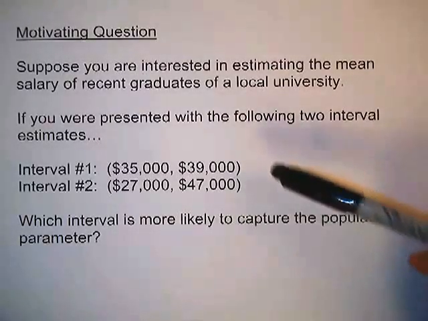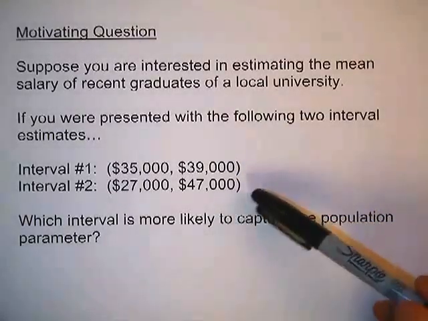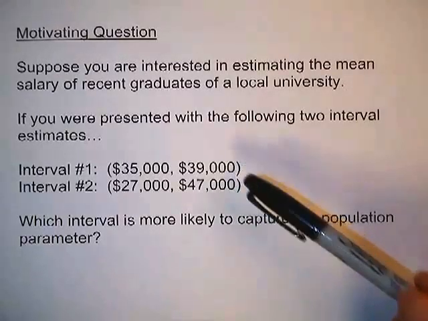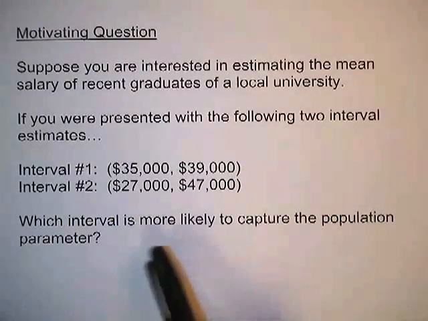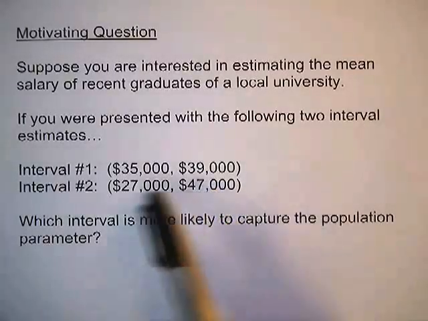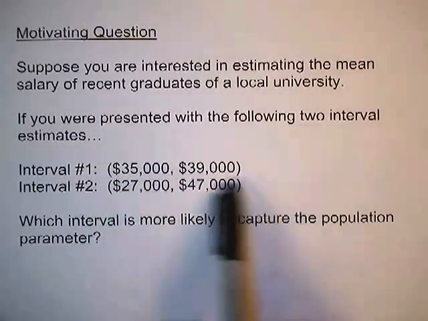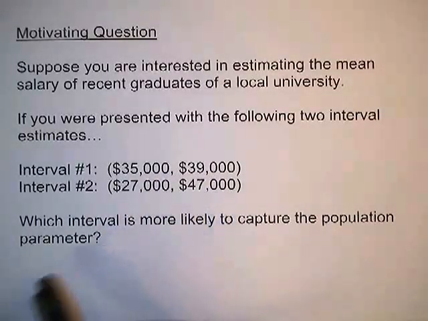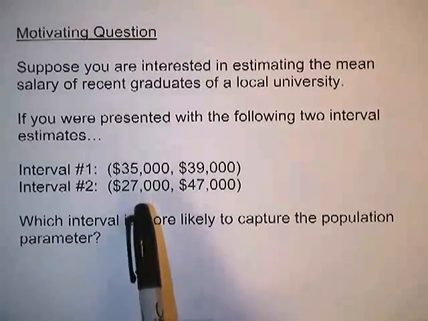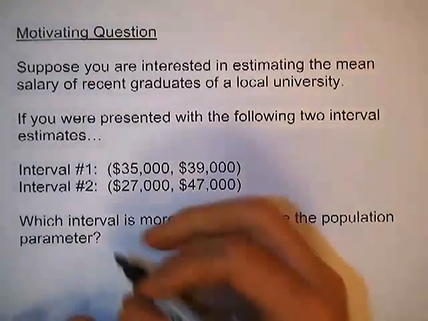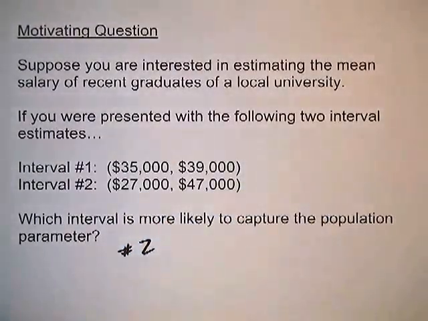If we take a look at these two intervals, we can obviously see that the second interval is much wider than the first interval. So to answer which is more likely to capture the population parameter, we would say the second one, because it is a wider interval, so it's more likely to capture the population parameter. We're always going to be more confident in a wider interval. So in this case, number 2 is the interval that we're more confident in.